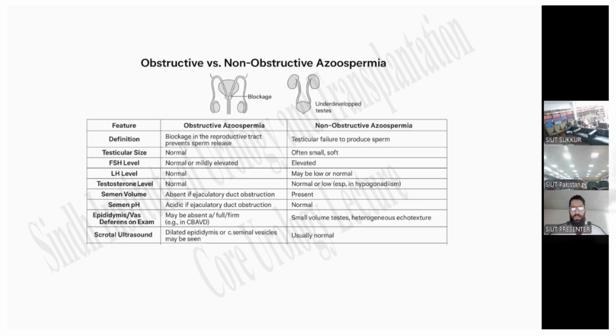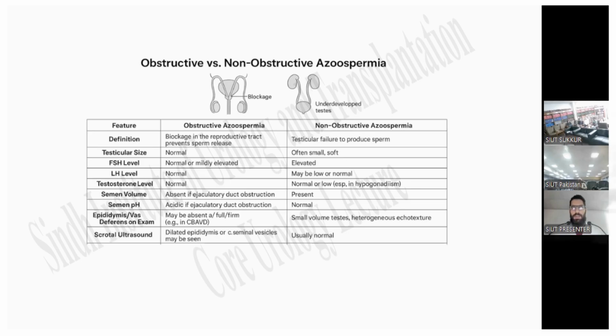FSH levels are usually normal or mildly elevated in obstructive azoospermia, while in non-obstructive azoospermia, FSH is usually elevated. LH is usually normal in obstructive azoospermia, while in non-obstructive azoospermia, it may be low. Testosterone is also normal in obstructive azoospermia, while in non-obstructive azoospermia, especially in hypogonadism, it is usually low. Semen volume: if ejaculatory duct obstruction is present, then semen volume will be less, or semen may be absent in obstructive azoospermia, while in non-obstructive azoospermia, semen will be present.